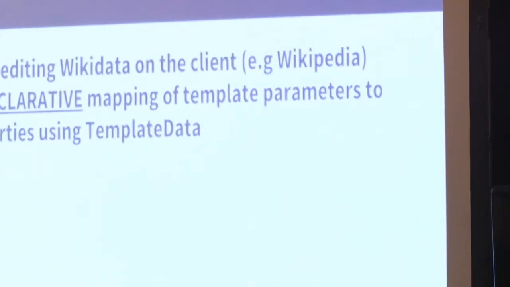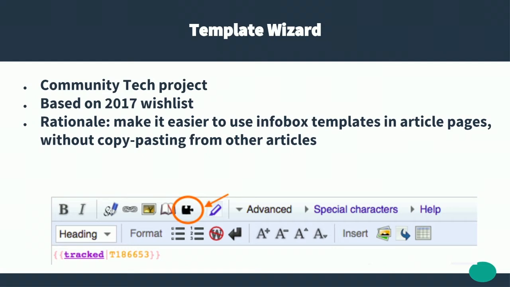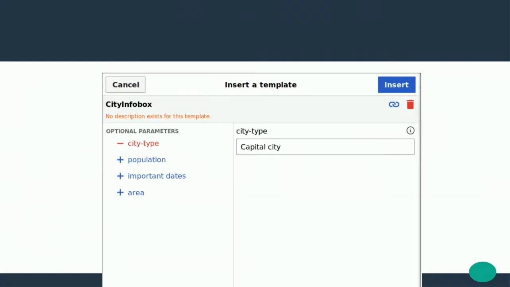I'm Iran Rose. I edited the Template Wizard. It's a new extension, and added there some Wikidata features. So I have 2 goals here. One, to let editors in Wikipedia access Wikidata more easily when they edit info boxes. And the secret goal is to have a declarative mapping between template parameters and Wikidata properties. So I will show you how Template Wizard looks. It adds a new button in the editing, so you can add a new info box or other templates. It opens a dialog where you can fill up the parameters of the template.